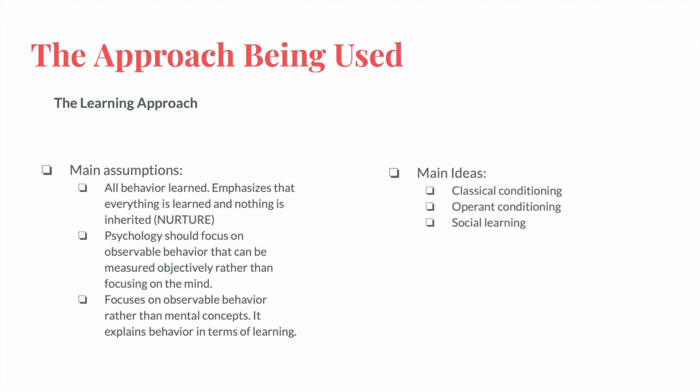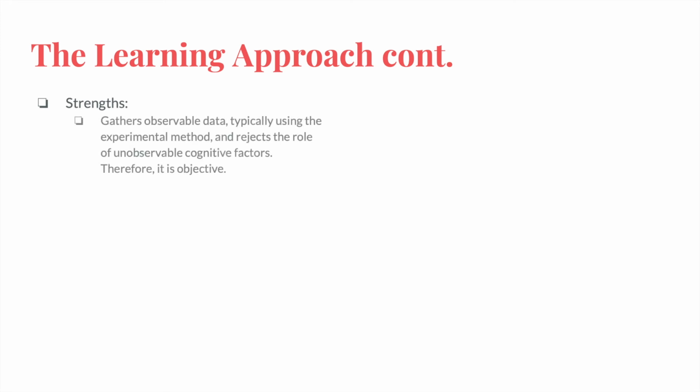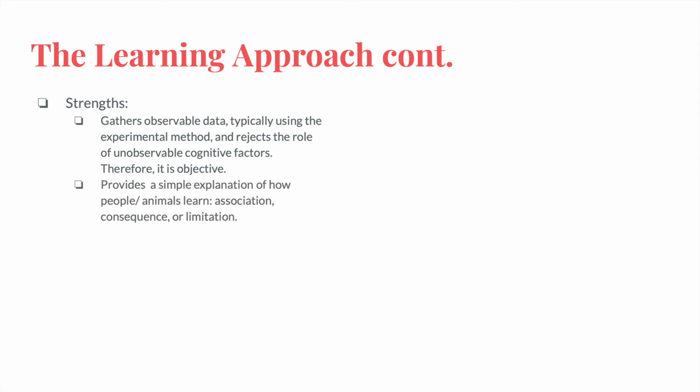Some main ideas of the learning approach include classical conditioning, operant conditioning, and social learning. There are many strengths to the learning approach. The data is objective due to the fact that it gathers observable data and it rejects the role of unobservable cognitive factors. It provides a simple explanation of how people and animals learn, which is through the use of association, consequence, or imitation. It also seeks to explain how mental illnesses are acquired, and the learning approach can help to develop effective treatments for such illnesses.